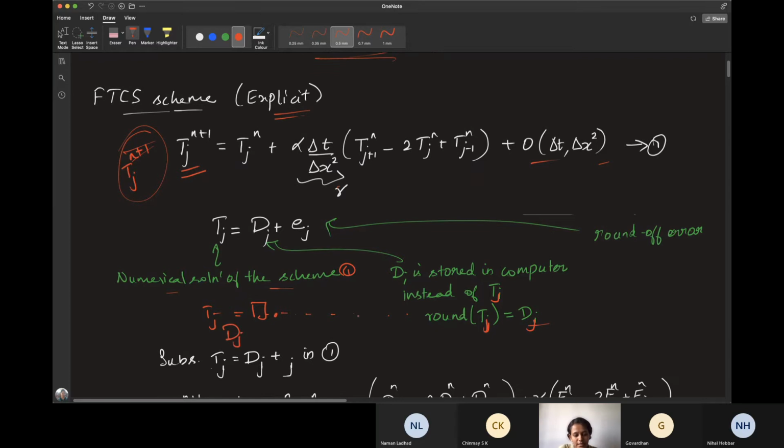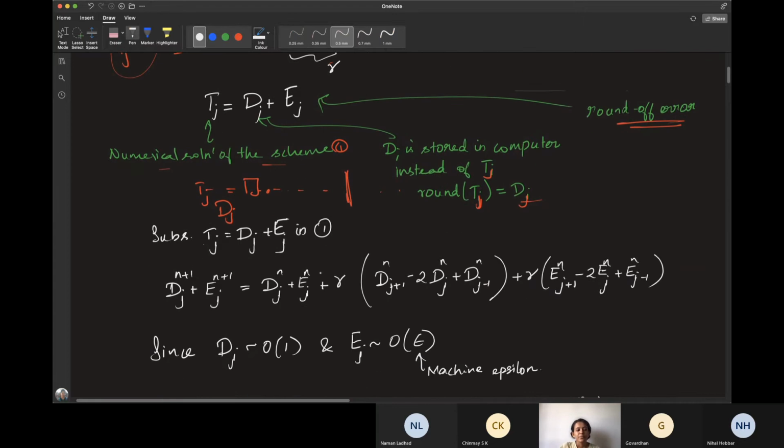Next, what Dj does is it will only take digits up to a certain point, and after a while it won't take more, depending on the computer's capacity, that is, the number of bits that the computer can store. Depending on that, it will only take values up to certain digits. Beyond that, it won't take. So that is known as round off error. The remaining part, this Tj minus Dj, will be Ej. That is the round off error. I'll be calling this by capital Ej.